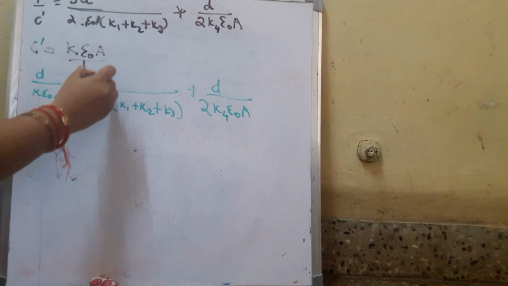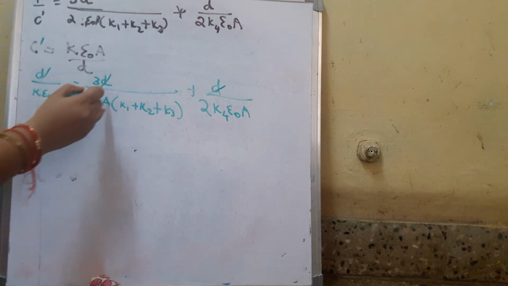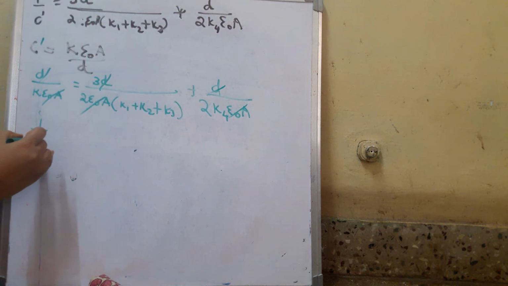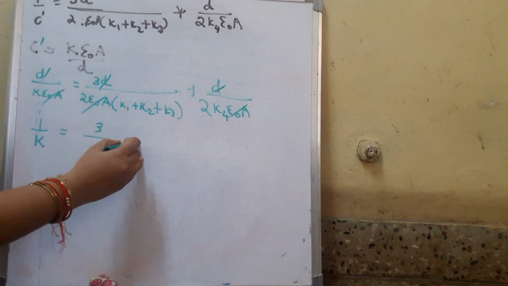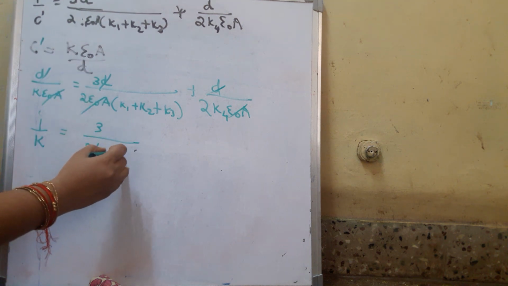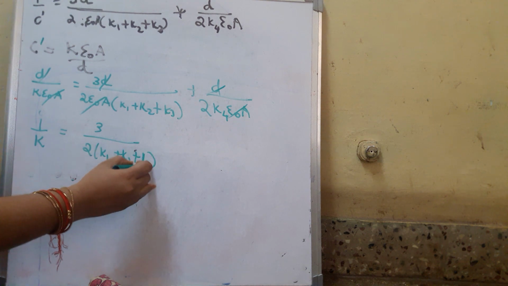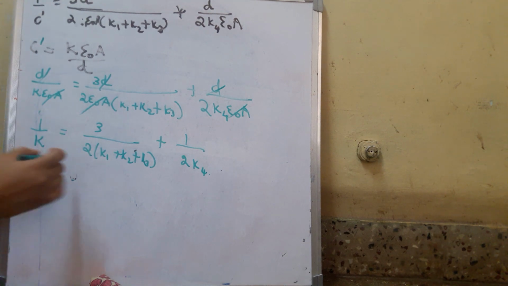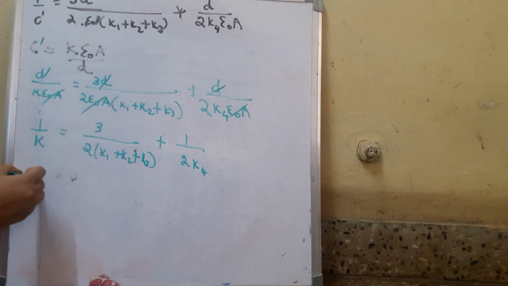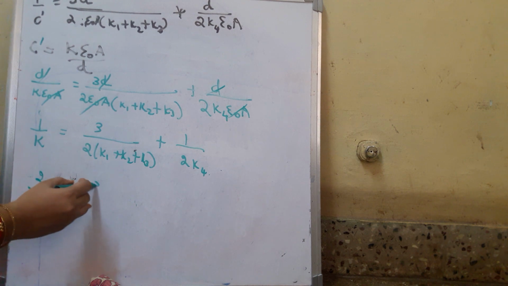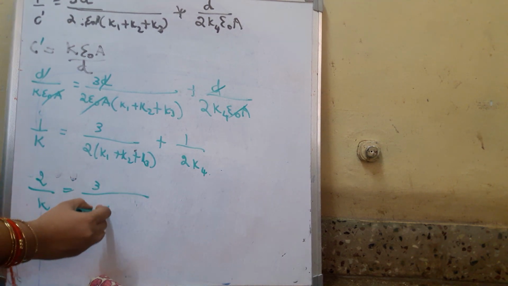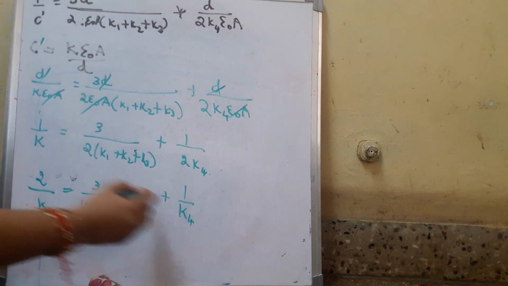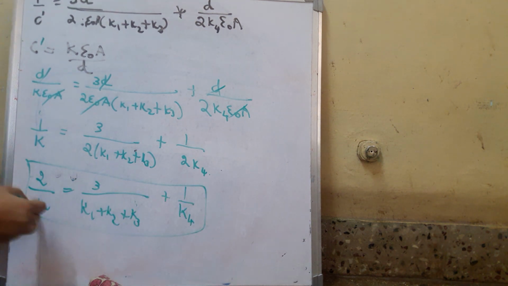So now tell me, shall I cancel these terms? So I am left with 1 by K is equal to 3 by 2 times K1 plus K2 plus K3 plus 1 by 2 times K4. Now what more can we do? Bring this 2 to this side, taking it common: 2 by K is equal to 3 by K1 plus K2 plus K3 plus 1 by K4. So this is the answer.